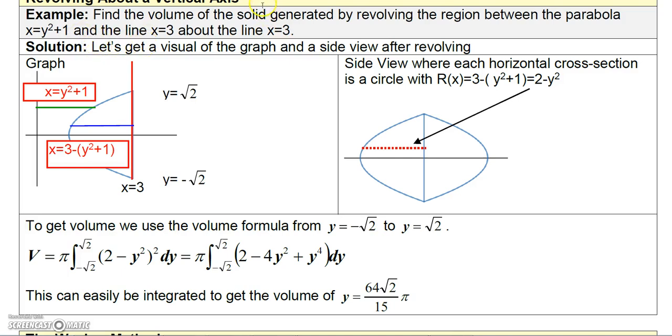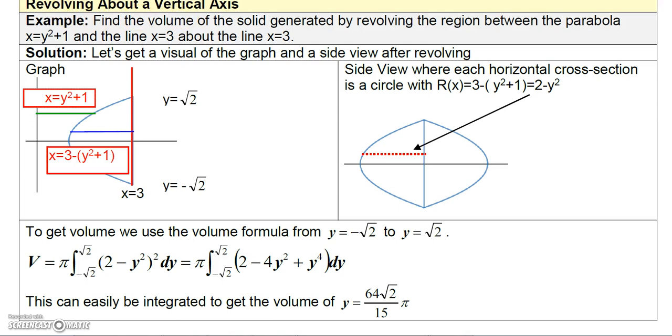Actually, this problem sort of segues into the next section, so let me go ahead and talk a little bit about this. Here we want to find the volume of the solid generated by revolving the region between the parabola x equals y squared plus 1 and the line x equals 3, about the line x equals 3.